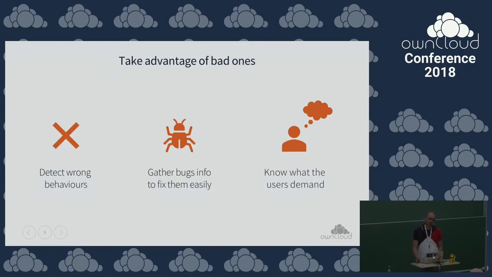But sometimes we have bad reviews, of course. We are not perfect. We make mistakes from time to time. But we should learn to take advantage of this kind of bad reviews. For example, we can detect wrong behaviors. And we can also collect information about the different bugs that we have and to fix them easily. And of course, we know more or less what our users are demanding. For example, we receive reviews asking for new things, for example, favorites or other kind of features.